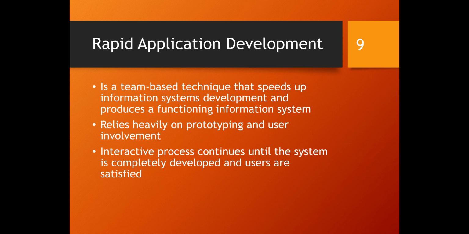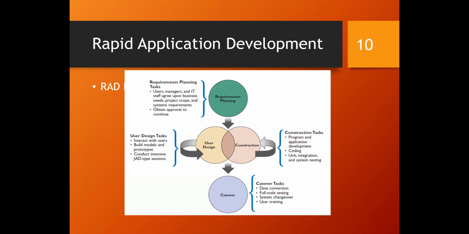This is the rapid application development idea. For rapid application development, we start from the requirement planning task first. In this task, users, managers, and IT staff have to agree upon business needs, the scope of the project, and the requirements of the system. In this step, we need approval from the managers or executives to continue. If they are okay with all the requirements and the scope, we move on to the next step.